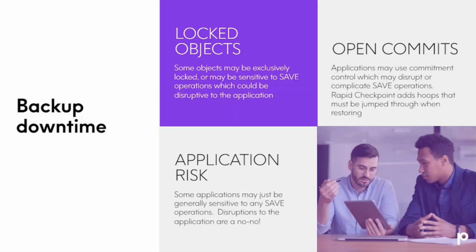And with the backup downtime, you end up increasing it depending on your situation. The larger the system, the longer it takes, right? And you might run into some critical issues such as locked objects. You might run into some situations where you can't really do a save because of open commits and things. Applications are at risk by not doing your routine maintenance. So backup downtime is extremely important.